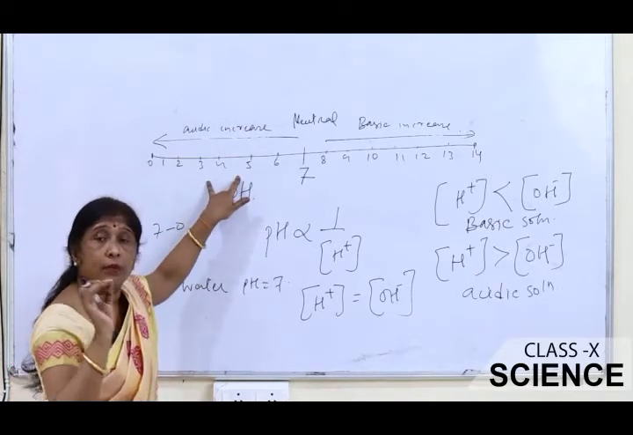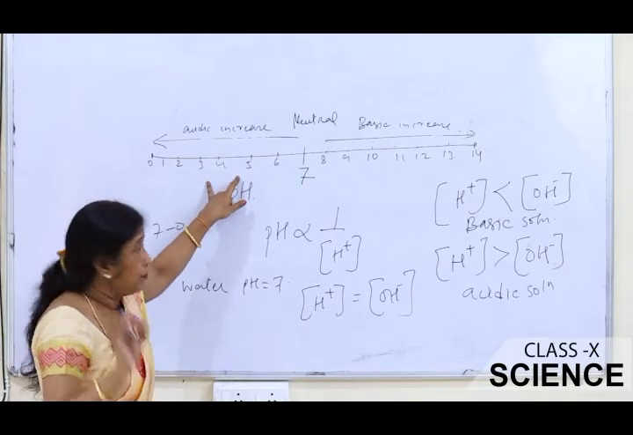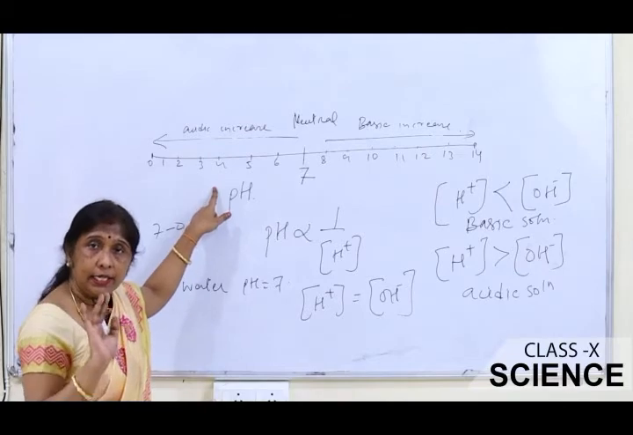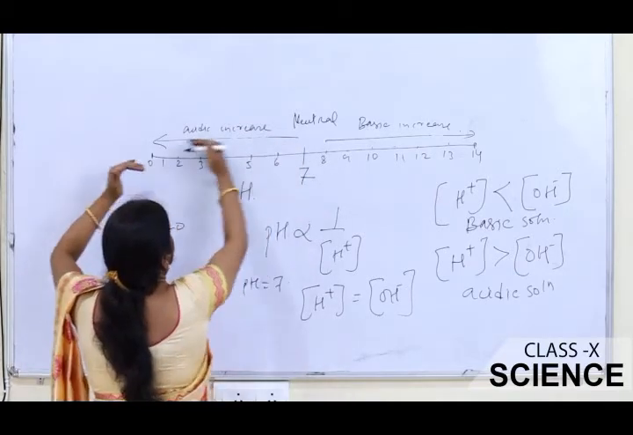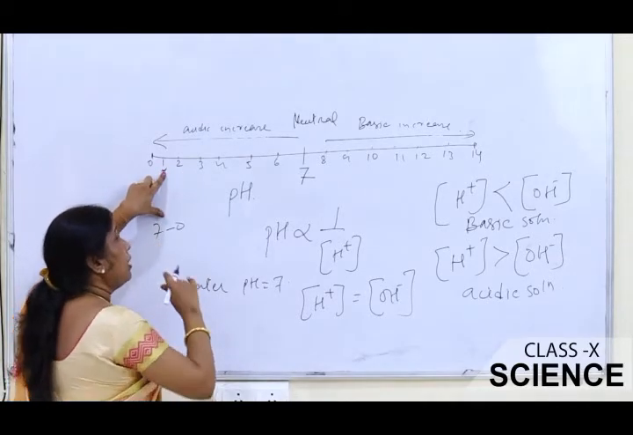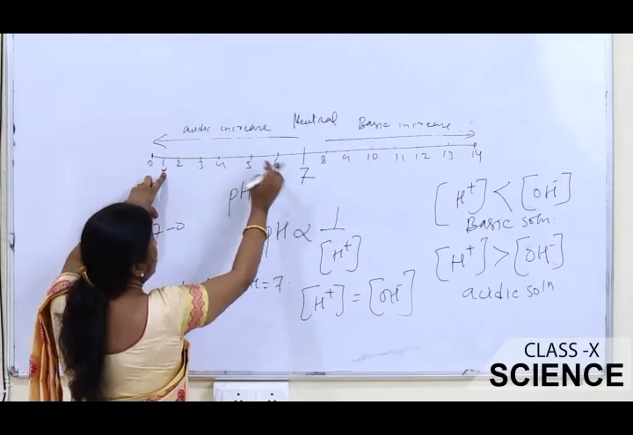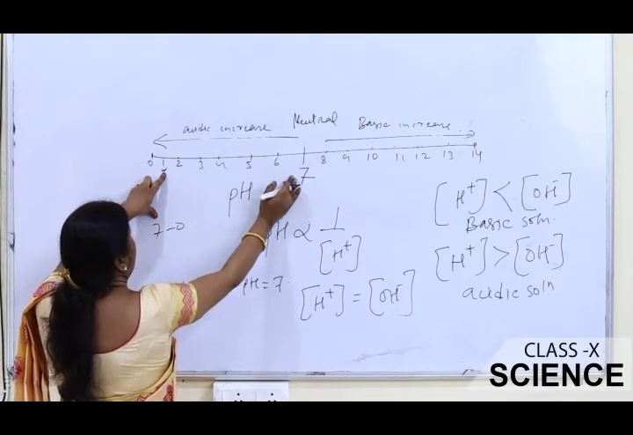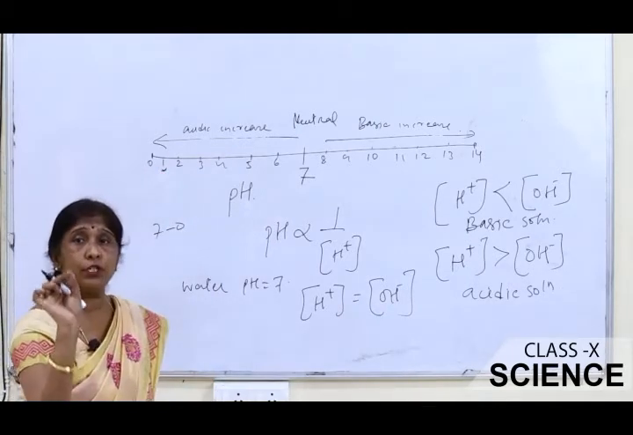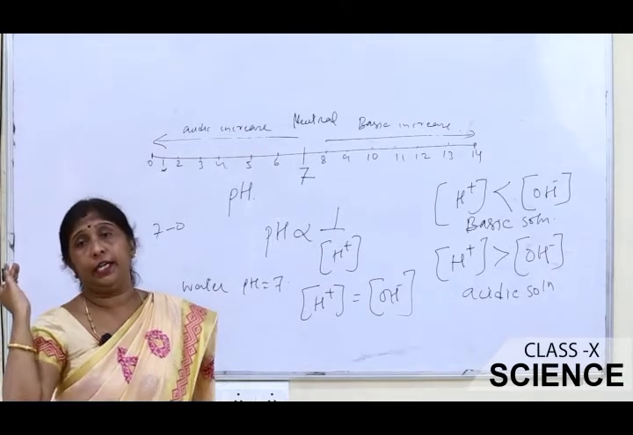So what will be the effect on the hydrogen ion? What will happen to the H plus ion? The H plus ion will also increase because the acidic character is increasing. See here, as we move like this, the solution which has the pH value 1 will be more acidic than the solution having the pH value 5, right? So as we move from 7 to 0, the acidic character increases, and the hydrogen ion concentration is also increasing along with the acidic character, right?